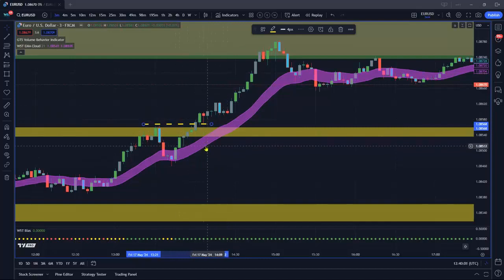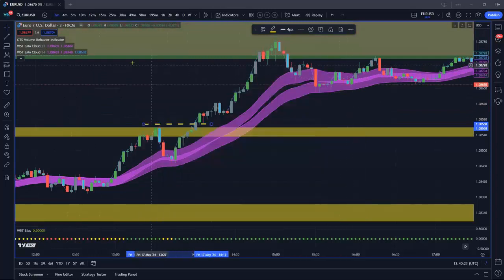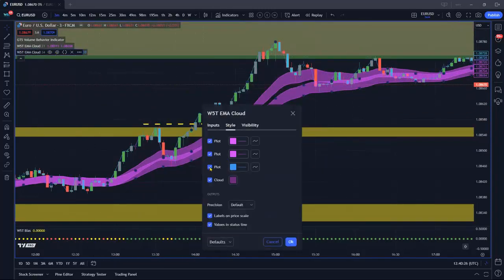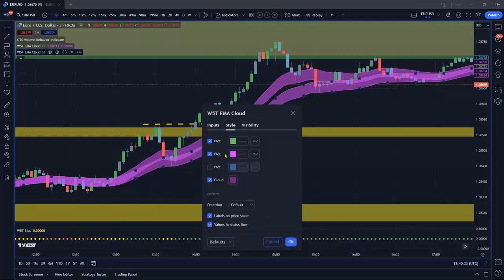Now, the thing that we can do here with the EMA Cloud is put another one on there for our trade management and make that a lot more aggressive, if you like, and we change the different colours. So let's add another EMA Cloud on there. This time we're going to say it's for our trade management. So we're going to get rid of the plot again, and we're going to change this to green.